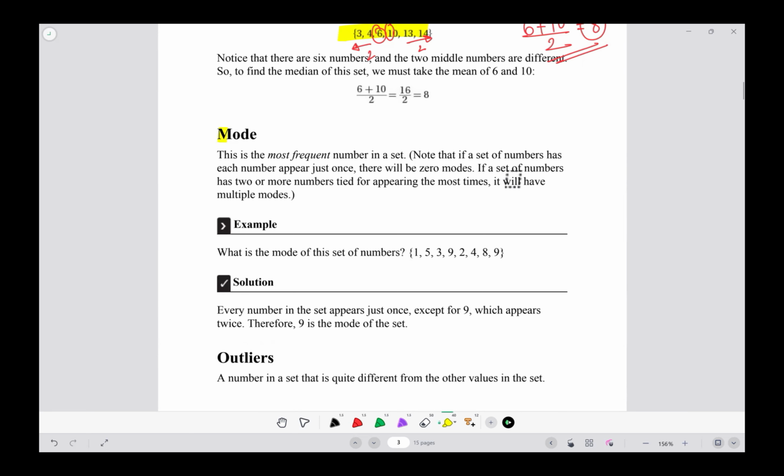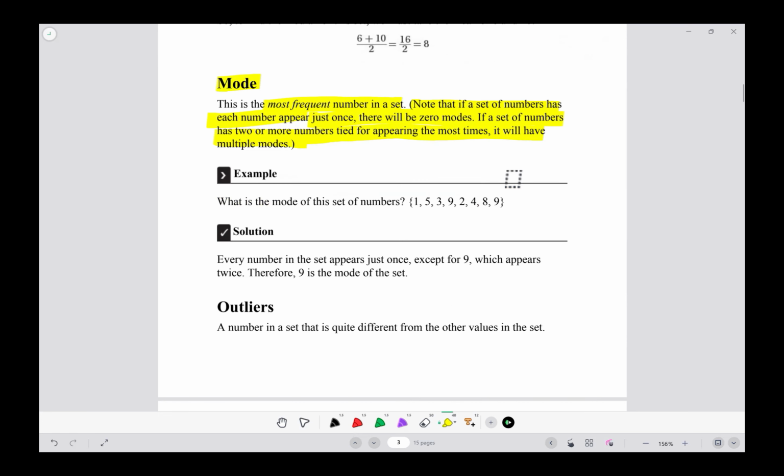Mode is the most frequent number in a set. Note that if a set of numbers has each number appear just once, there will be 0 modes. If a set of numbers has 2 or more numbers tied for appearing the most times, it will have multiple modes.